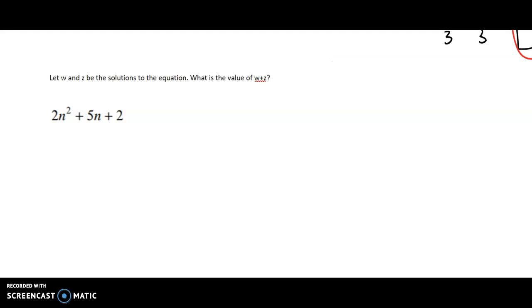All right, looks like we've got some new instructions here. Let's read this one carefully. It says, let W and Z be the solutions to this equation. What is the value of W plus Z? So what it's saying is take the two solutions and add them together. So our solutions are W and Z. What's W plus Z? This means add solutions. So to add the solutions, we just have to find them first.